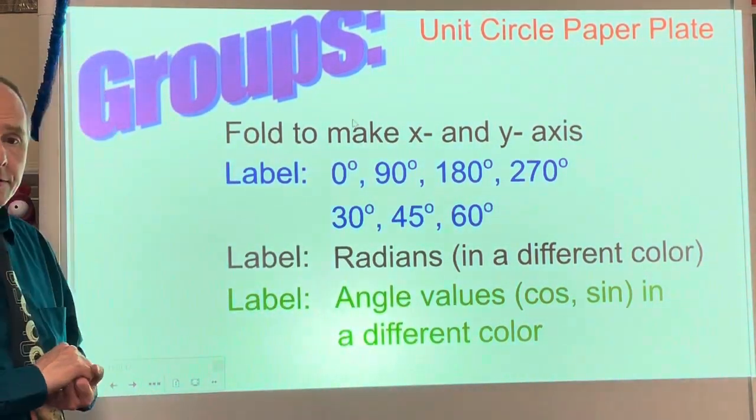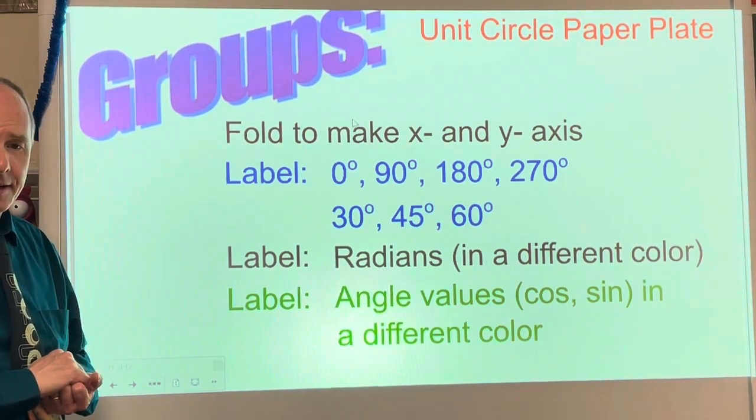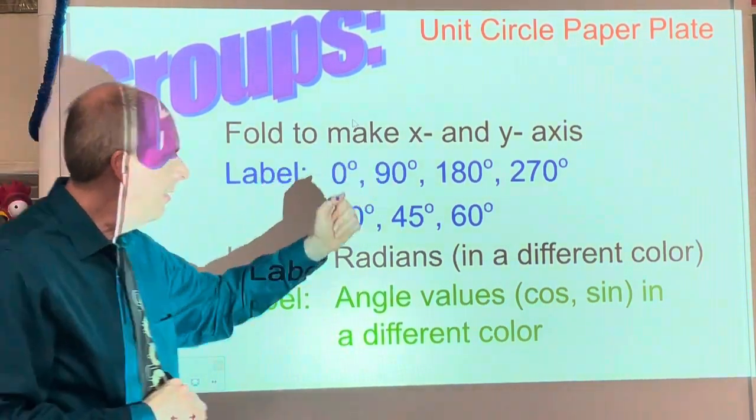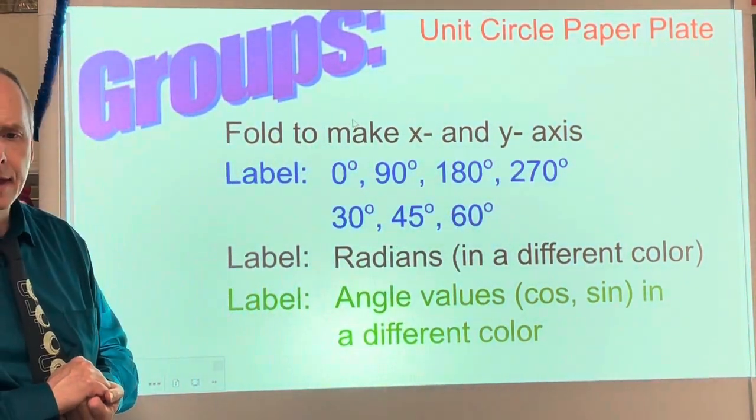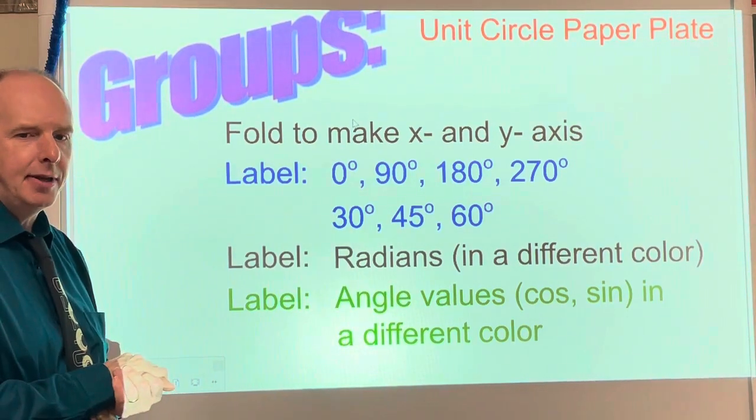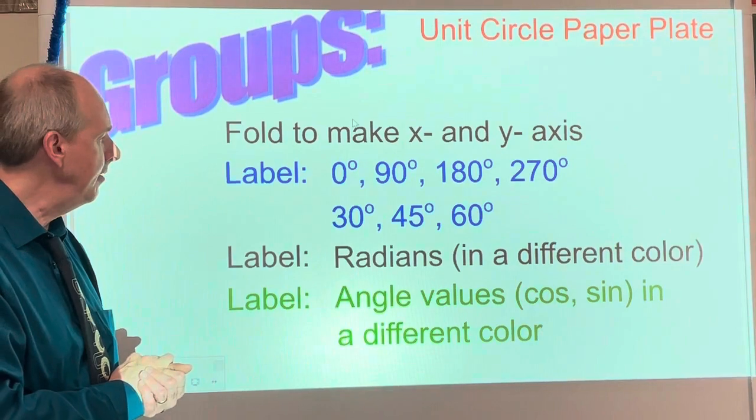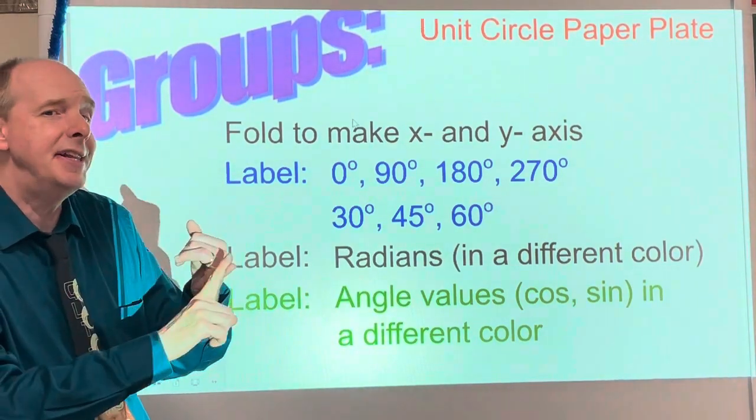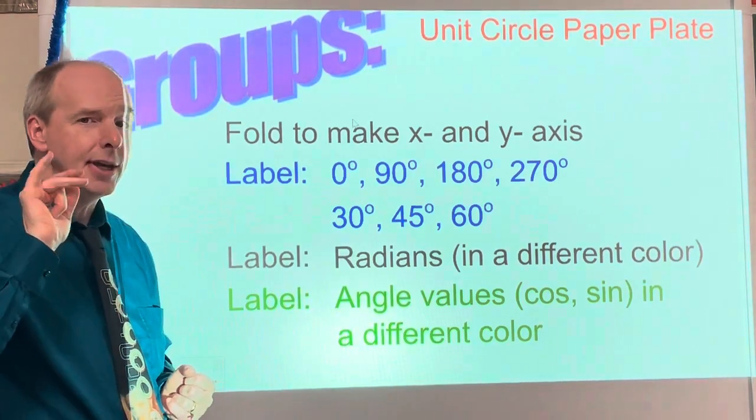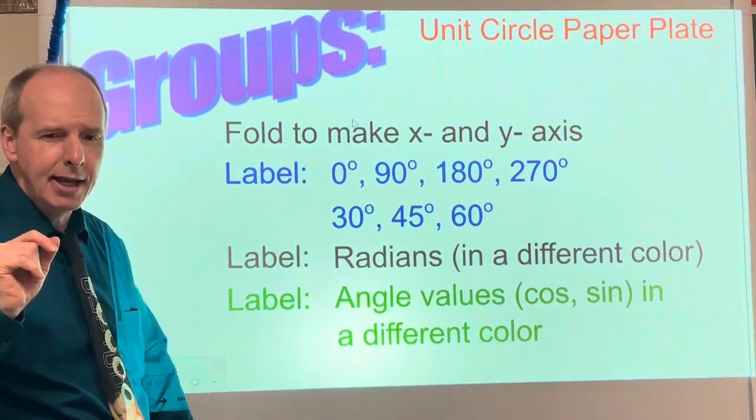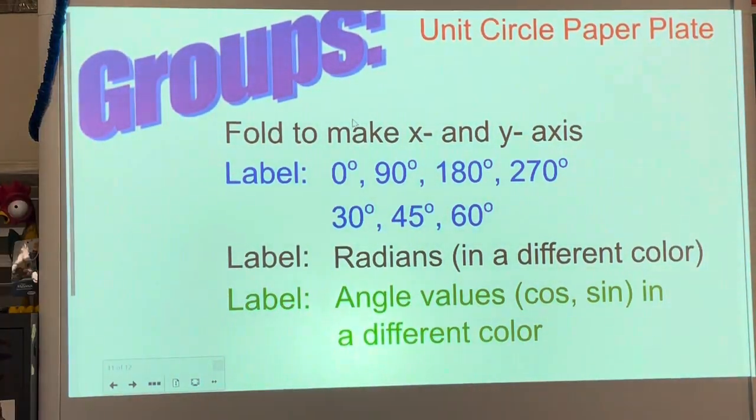Hopefully you label your 30, 45s, and 60s. Now label everything in radians in a different color. How many radians, how many radians, how many radians, right? And then, for the last bit, label the angle values in different colors. The angle values are things like 1, 0, 0, 1. Remember those? 1, 2, 3, 1, 2, 3. Remember all that? Don't forget to put your names on the back of the paper plate before you turn it in.